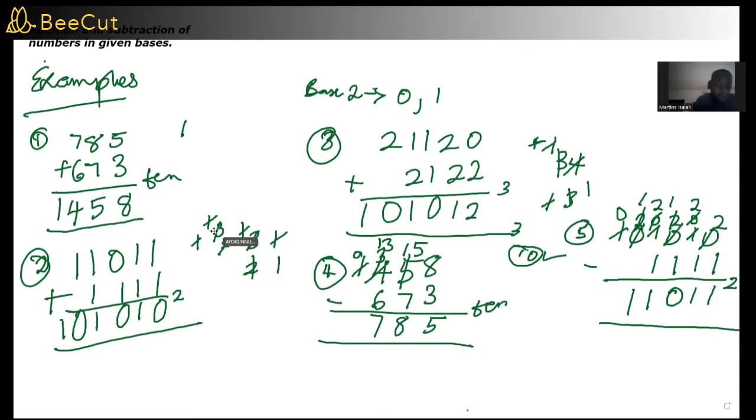I can't write 3. So how many 2 is in 3? 1. Remainder 1. Now, 0 plus 1 is 1. Plus the 1 I kept here, that's 2. How many 2 again? 1. Remainder 0. Then the next level, 1 plus 1 is 2. Plus the 1 I kept there, that's 3. How many 2?